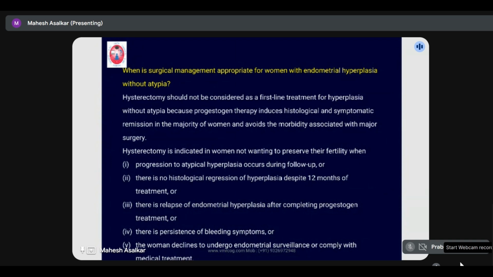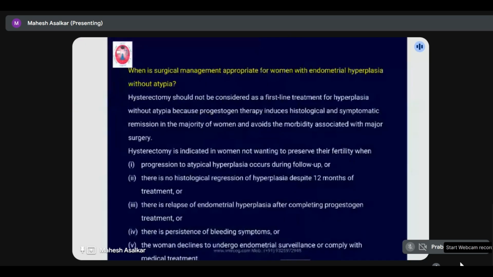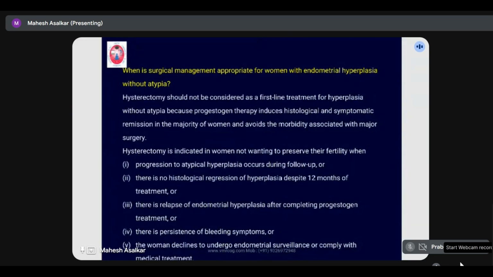Two negative biopsies discharge, one negative biopsy discharge, two negative biopsies at 6 months. If they are negative, then the patient is to be discharged. Then you have to see what is the BMI of the patient and what kind of treatment you have given. If the patient has taken oral progesterone, then the surveillance will continue annually after two negative biopsies which are taken 6 monthly. If the patient has taken LNG, and there is no high risk factor for relapse such as BMI more than 35, in that particular case she will be discharged.